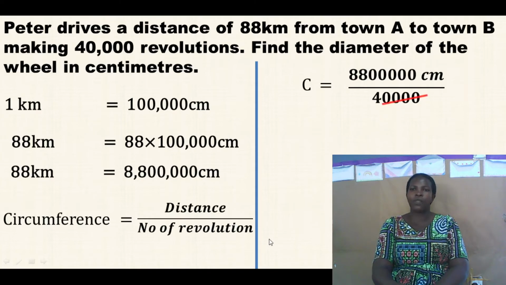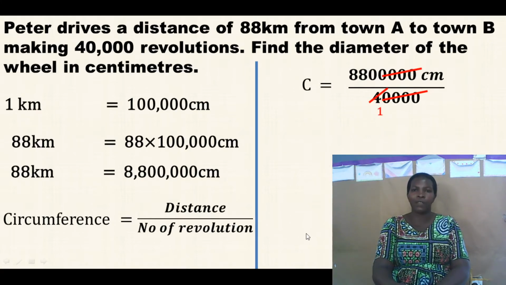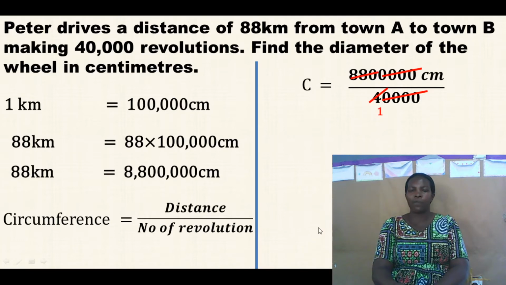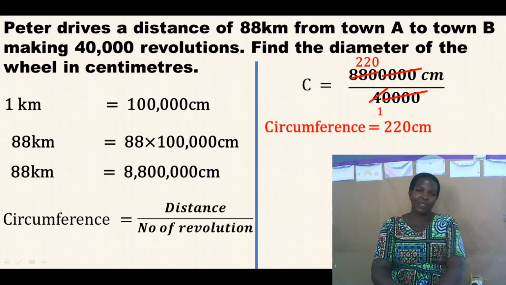At this very step, we shall cancel the 4 zeros down. We shall also cancel the 4 zeros up. So we shall go direct by 4. Everybody, what do we come up with? Good, we come up with the 1. How about 880 divided by 4? What do we come up with? Good, you're such a wonderful class. So circumference is equal to 220 centimeters.